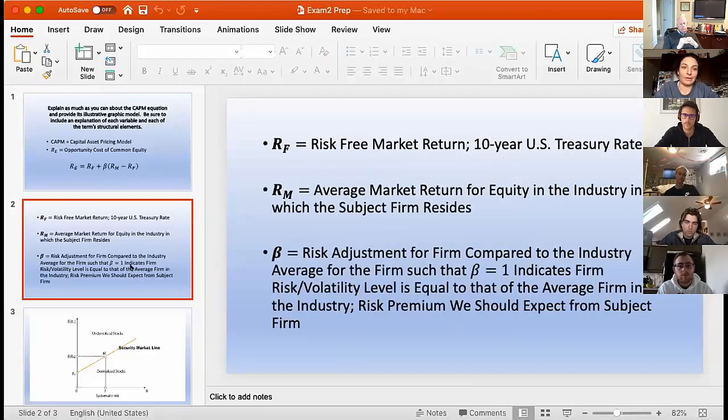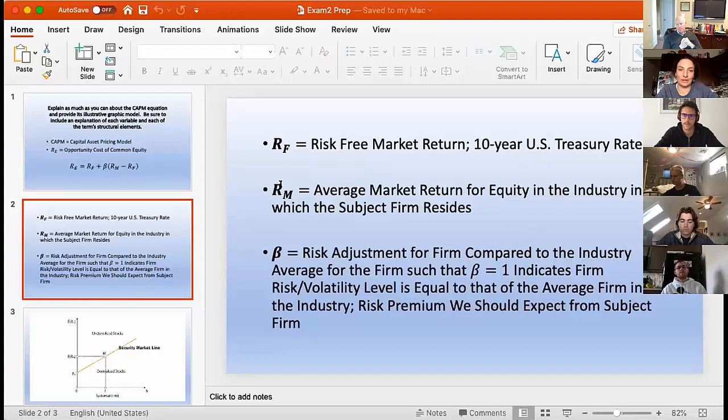The parts of that equation: the RF is the risk-free market return. We often think of this as the same rate as the 10-year U.S. Treasury, because hopefully the U.S. government won't default, although who knows at this point. Careful.